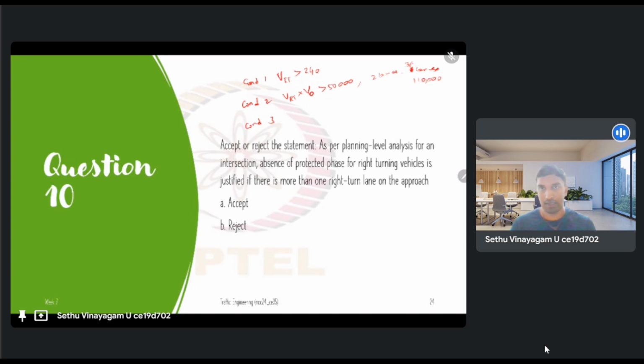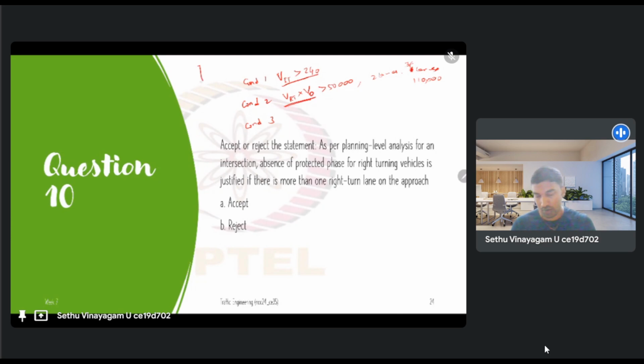Because there is a huge volume, so there can be more conflicts, right? The gap that is available for these vehicles to go through, if we have not provided a protected phase, will not be sufficient, so that will hinder these turning movements. That's why we have these conditions. So you have one, when the turning movement itself is too large, we have to provide a protected phase. Second is the combination of turning movement and opposing movement. Where is the conflict happening for the turning movement? It is with the opposing movement, right?